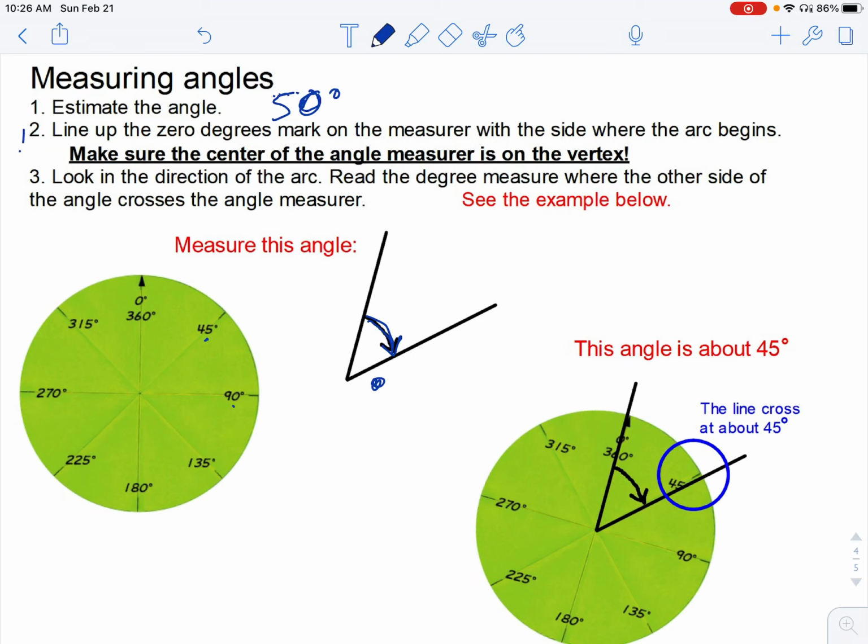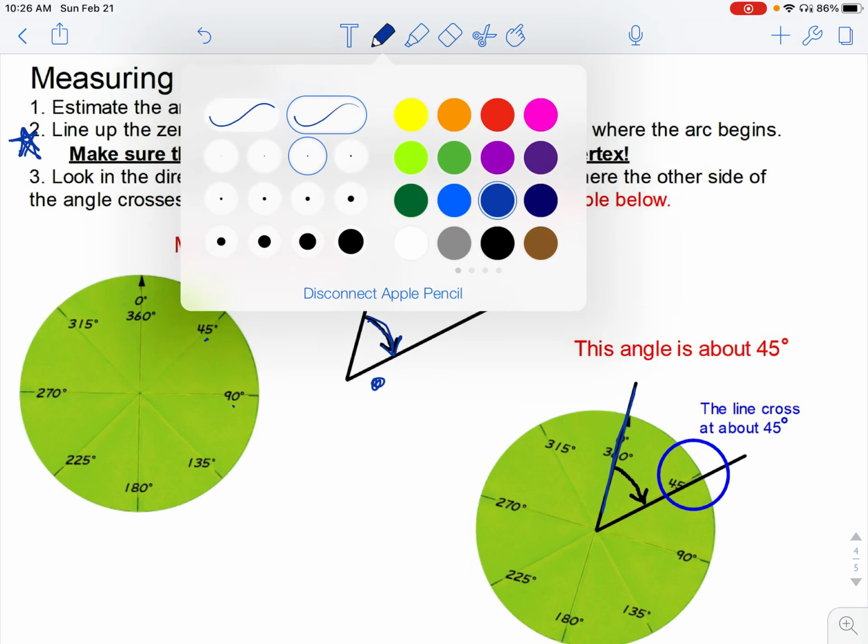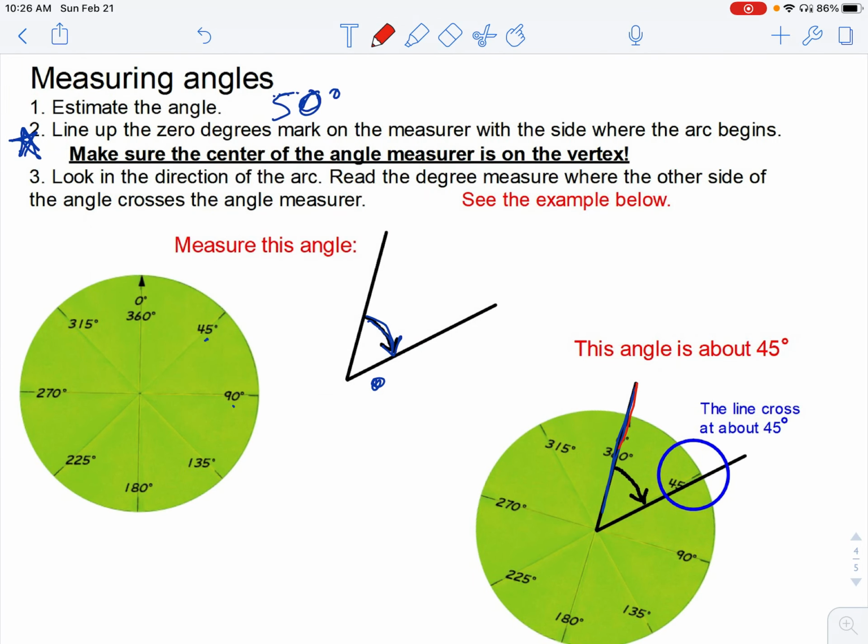Okay, so step 2 is really important. Rub your ears so I know you're listening. That's when we line up the 0 degrees mark on the measurer with the side where the arc begins. So you can see that in this picture. Let me pick a different color that stands out more. I took the 0 degree mark and made sure it lined up with the side of the angle where the arc begins.